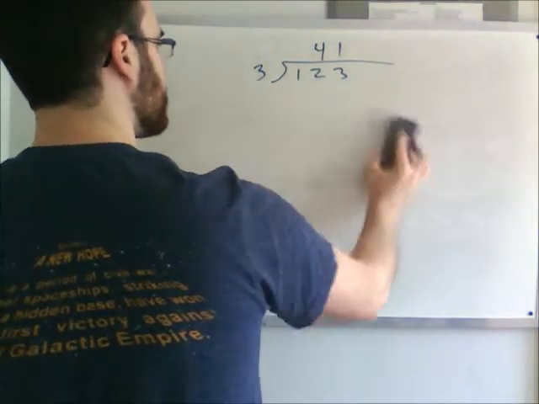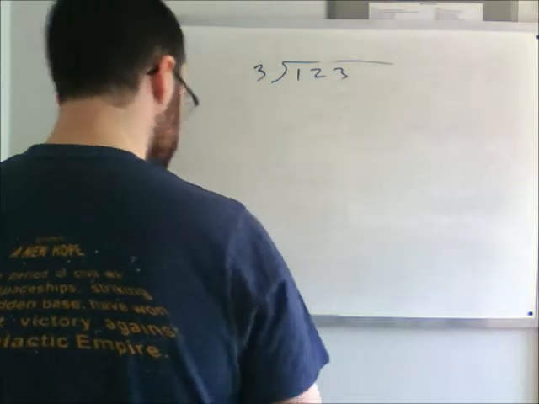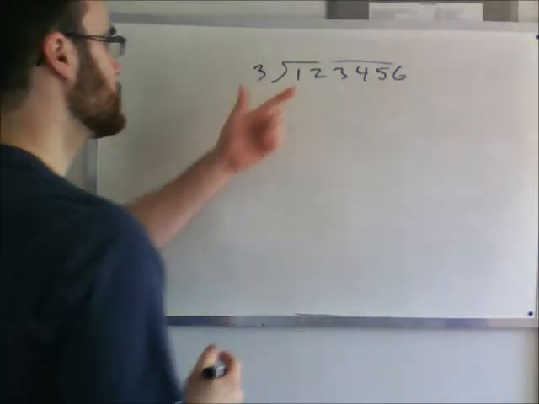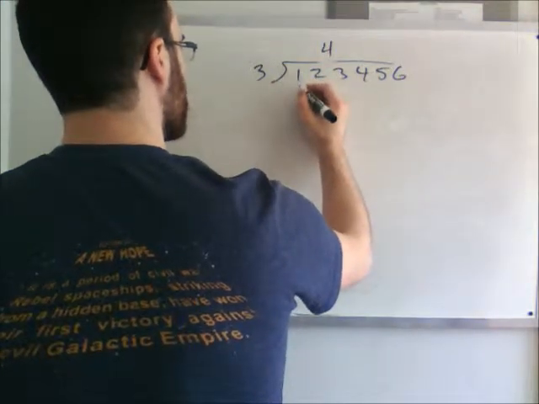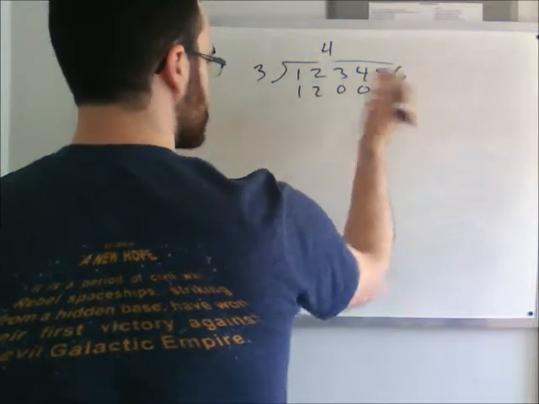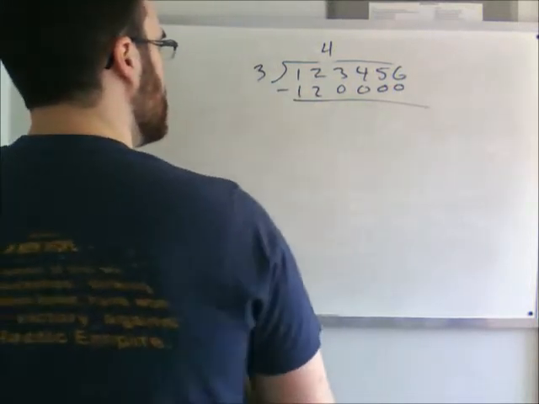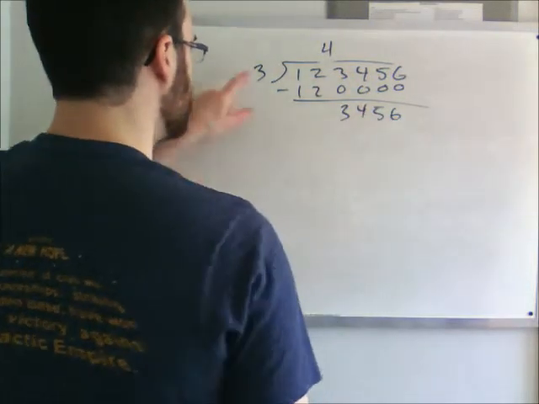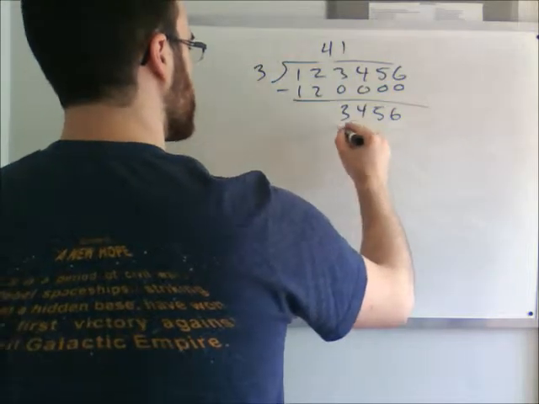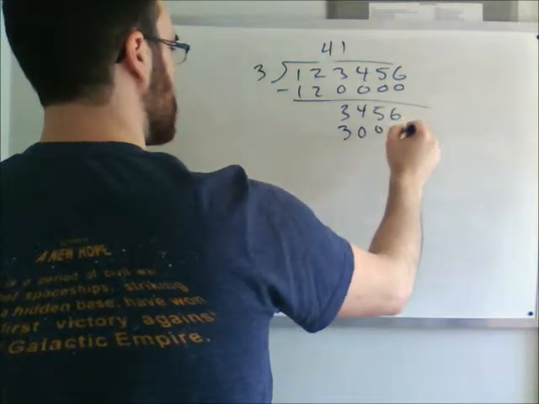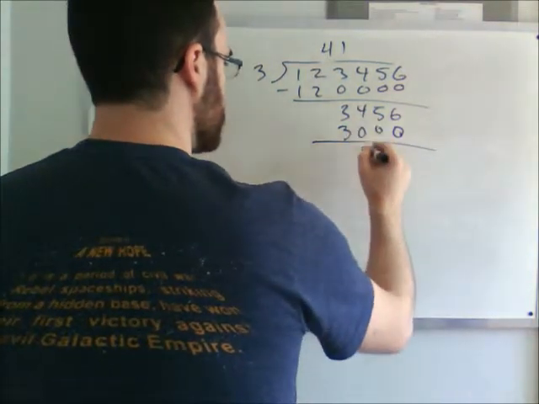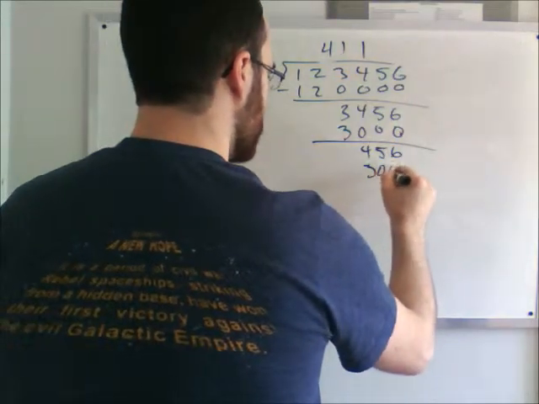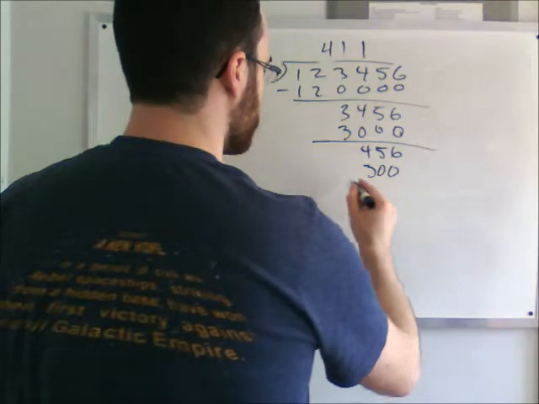Let's try one that's a little harder. So let's say we have 123456. Well, 3 goes into 12 4 times, which we know is going to be 120000. I just keep writing zeros. Subtract these things. This cancels, so I get 3456. How many times does 3 go into 3? 1 time, which will give us 3000. Just carry the zeros if there's nothing left. Subtract these, gives me 456. 3 goes into 4 1 time, which is 300.